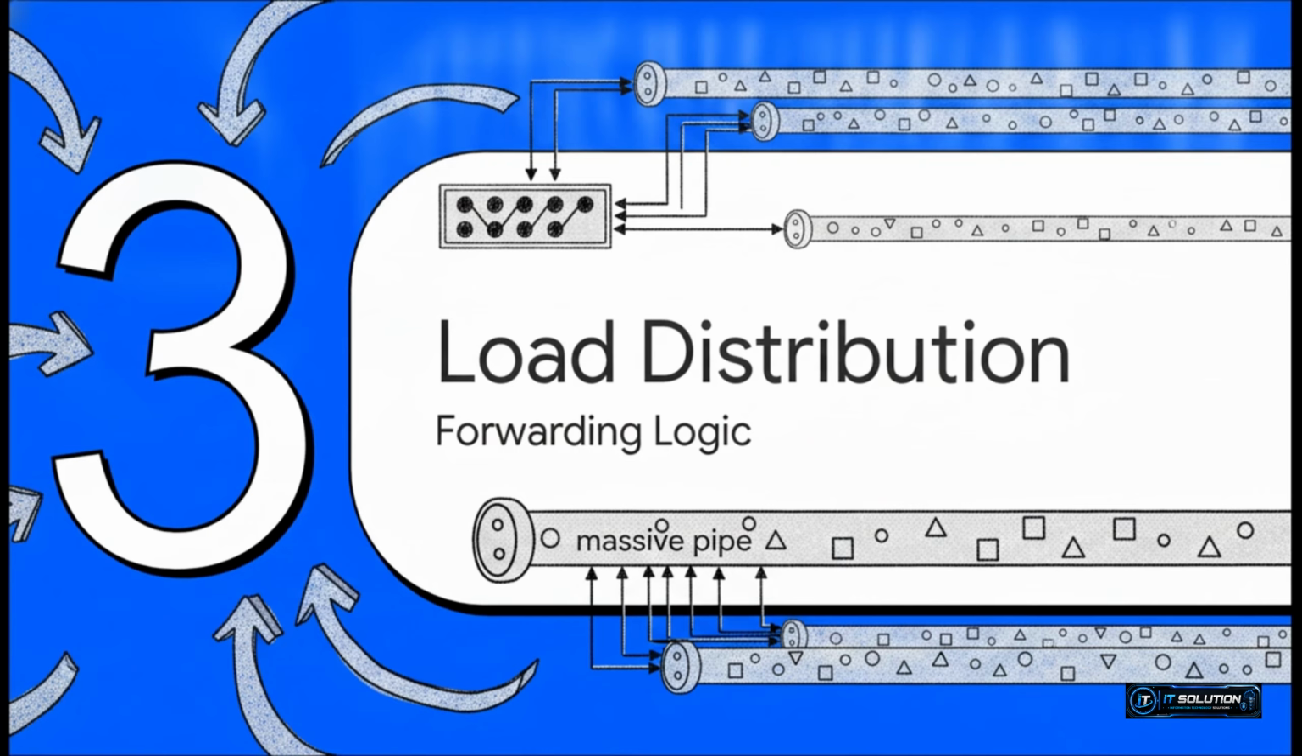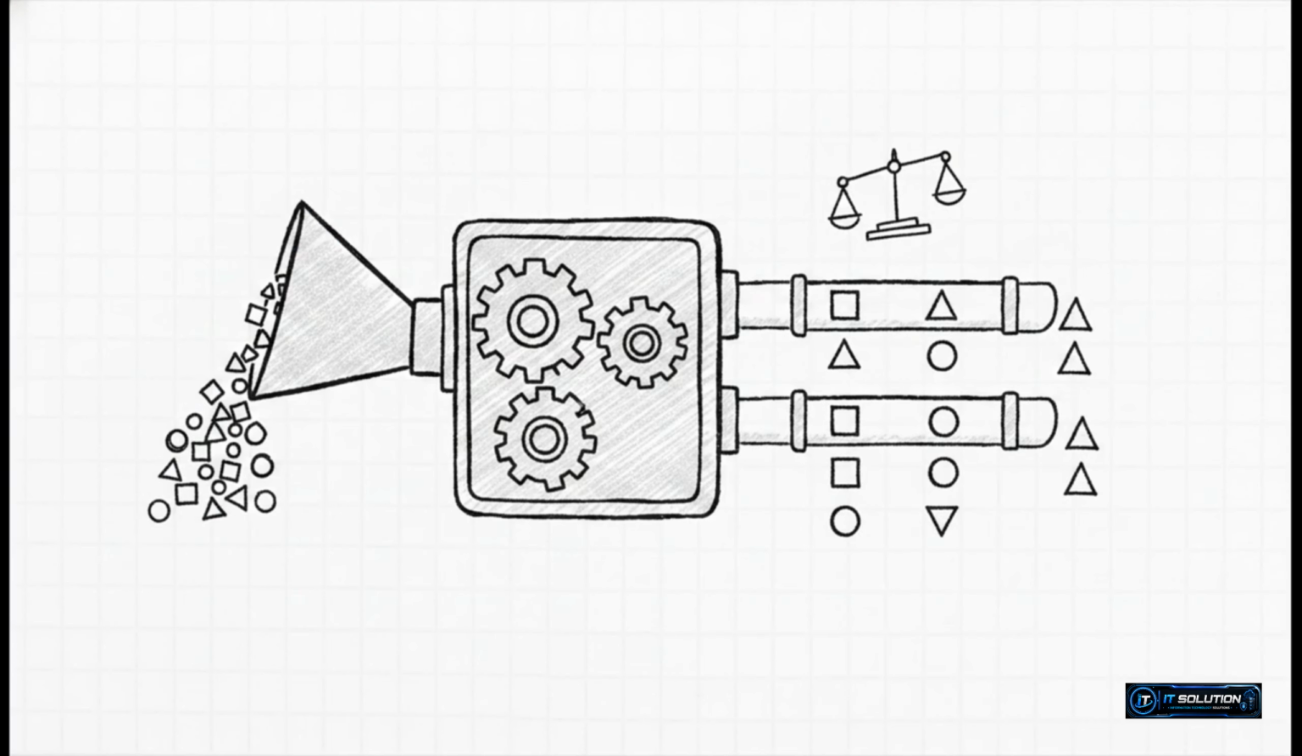All right, part 3, EtherChannel load distribution. Let's look at the forwarding logic. So, our massive pipe is built, but how does the switch actually direct traffic across it? Once that port channel is up, the switch has to mathematically decide which specific physical wire inside that bundle gets which frame. It uses EtherChannel load distribution algorithms to make sure the traffic is shared evenly. We definitely don't want one cable doing all the heavy lifting while the others just sit idle.